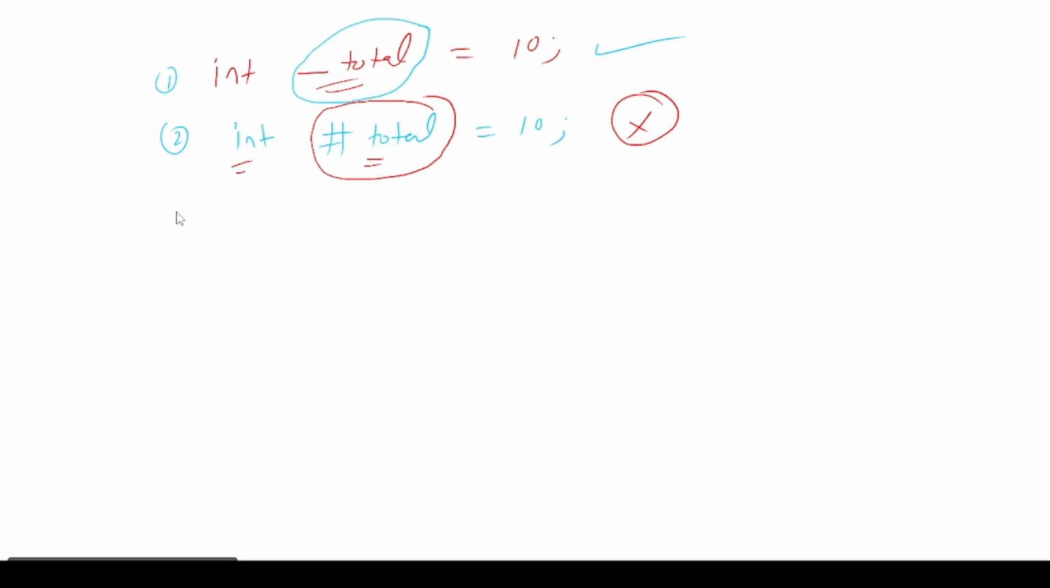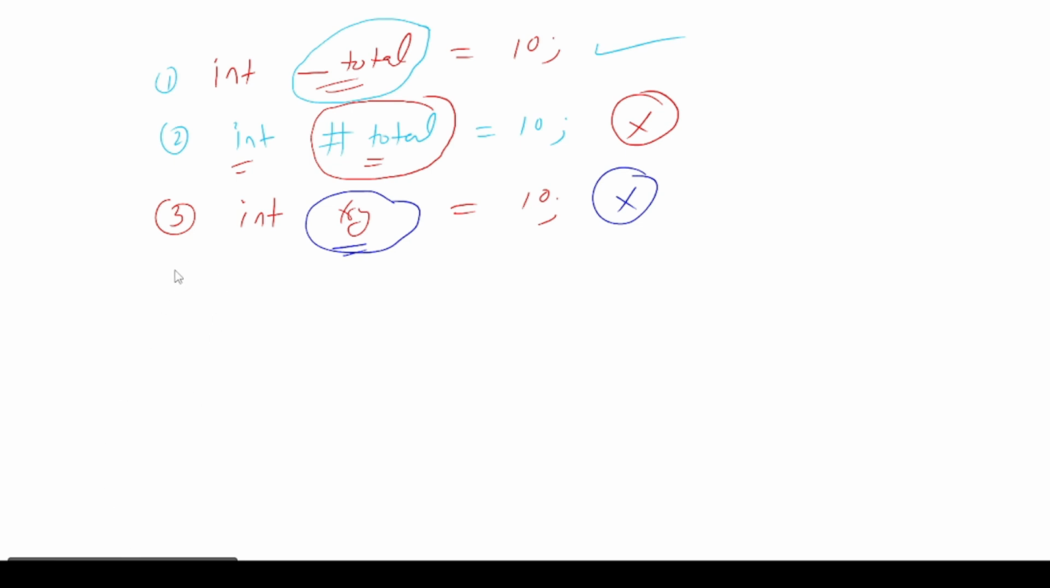Let's take a few more examples. Third, int try = 10. Is it a valid identifier? Is try a valid identifier? No, it's not a valid identifier. Why? Because try is a reserved word of Java. What are reserved words? We will see in the upcoming videos. So it's not a valid identifier.